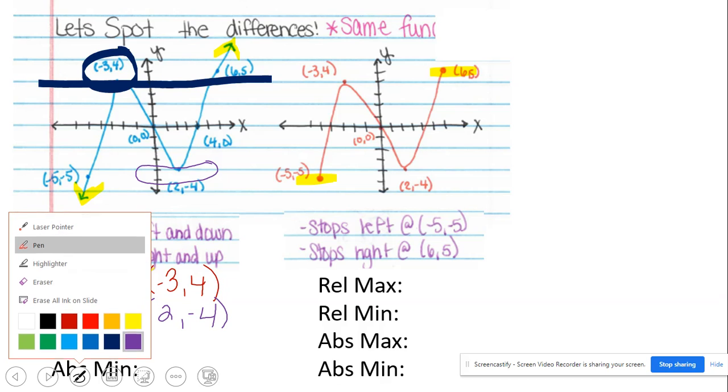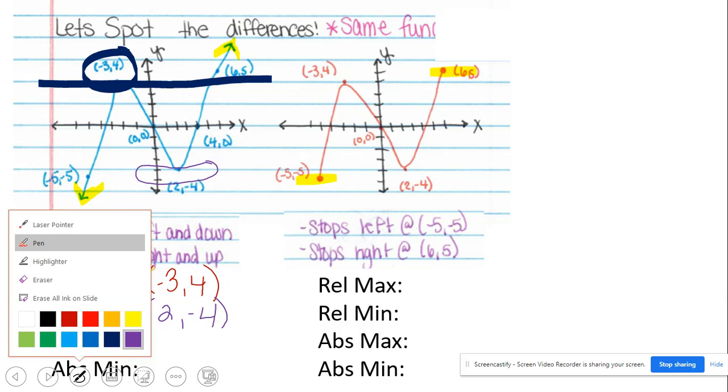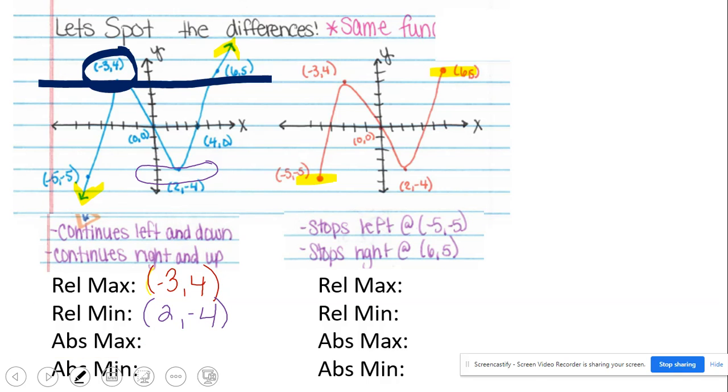Absolute max is a point of a peak that's the highest in the whole graph. Well, -3, 4 is a relative max, so we need something higher than that. Well, the graph just keeps on going up from there. So this graph does not have an absolute maximum. Same thing with your relative minimum. The relative minimum was here. There's not another valley lower than that. So the absolute minimum also does not exist.